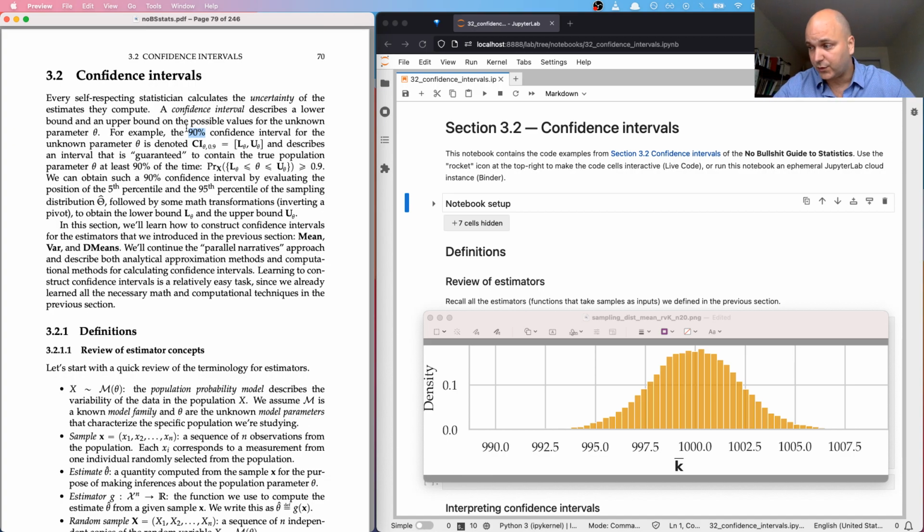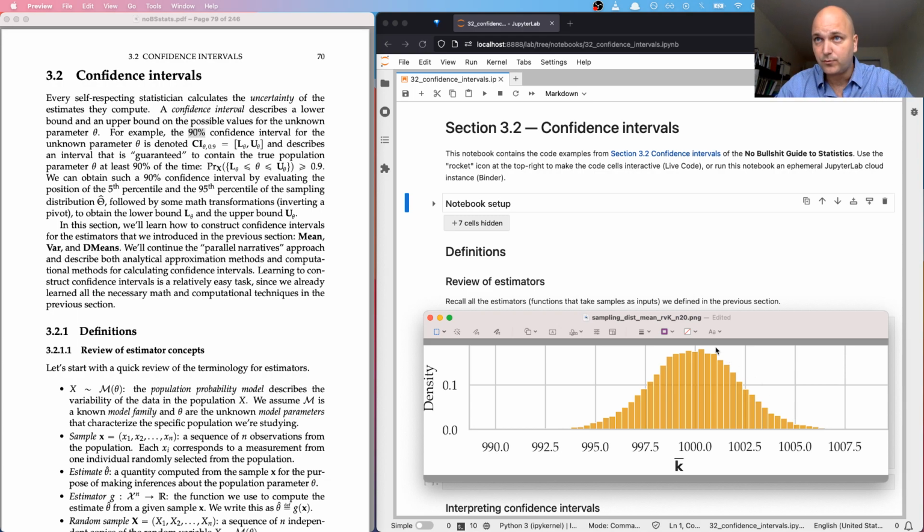Okay? So the main tool, you already know all the math. In the previous section on estimators, we learned how to generate sampling distributions for any estimator. Remember, the sampling distribution tells you the variability of the estimates you can obtain. So here's an example for the kombucha population. The mean of the population is roughly 1,000, but the variability of the samples we can expect is anywhere between 995 and 1,005.